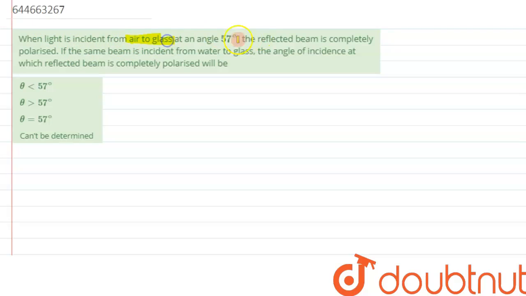Hello everyone, so we are given a question which says when a light is incident from air to glass at an angle of 57 degree, the reflected beam is completely polarized. If the same beam is incident from water to glass, the angle of incidence at which the reflected beam is completely polarized will be. So we need to calculate the angle of incidence when the light beam is incident from water to glass.